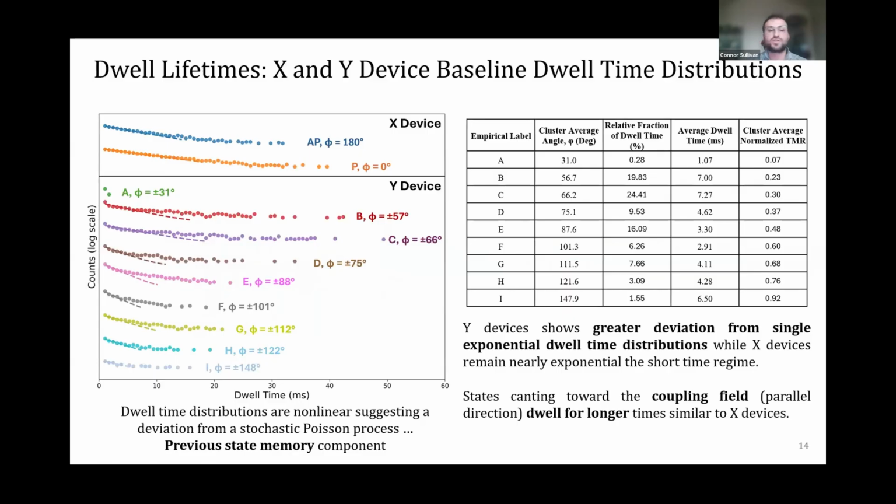And by doing so, we observe that they do indeed deviate from log linear behavior, so that they have some previous state memory. It is also fairly easy to observe in this case that states that cant closer to the parallel direction, so the closer they are to 0 degrees, the more likely they are to show these longer range dwell time distributions. It is also obvious that there are lower dwell time distributions at the low limit for all the Y device states. This would be because of the corresponding connections of the X device.